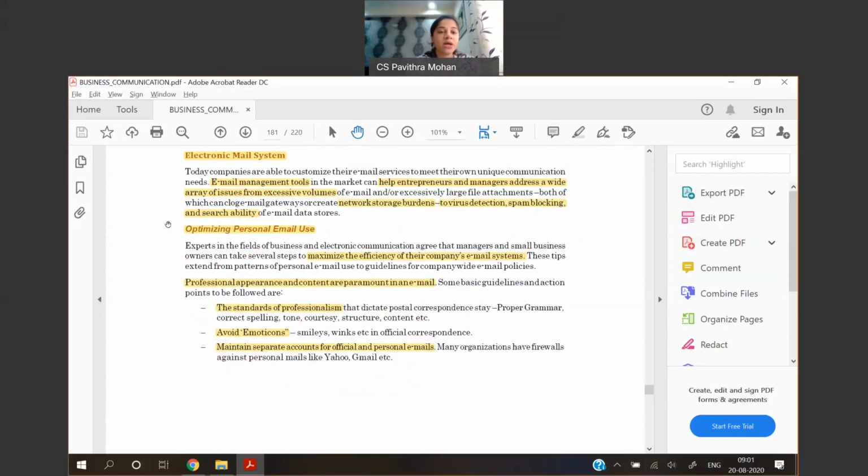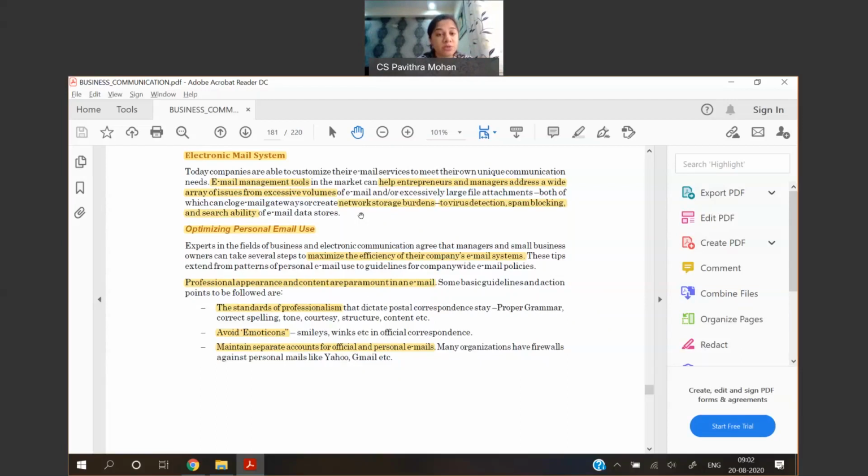Then you have electronic mail system. So this is again the same. Email management tools are being implemented today, and they help entrepreneurs and managers address an array of issues that come into the picture. This has reduced the burden of storage because emails today are provided free of cost, and Gmail and all these things are provided free of cost, and you can have any number of mails coming into your account. You need not pay for that particular service.